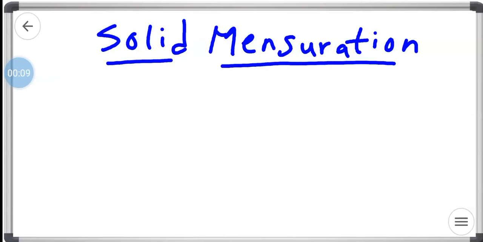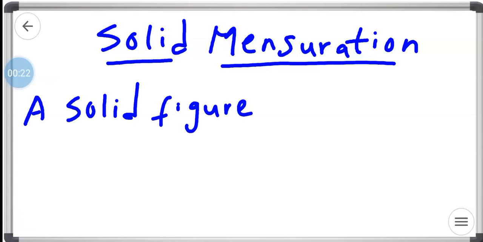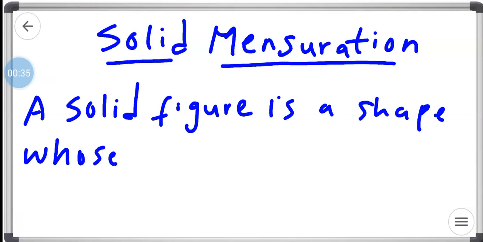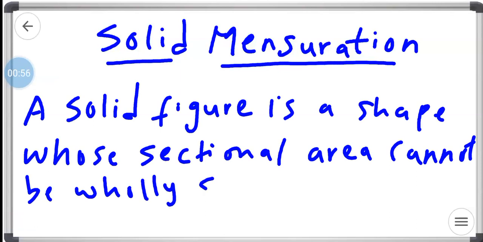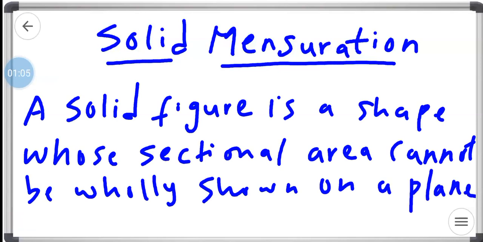Today we'll be considering solid mensuration. Now, a solid figure is a shape whose cross-sectional area cannot be wholly shown on a plane. So that is just the definition of a solid figure.